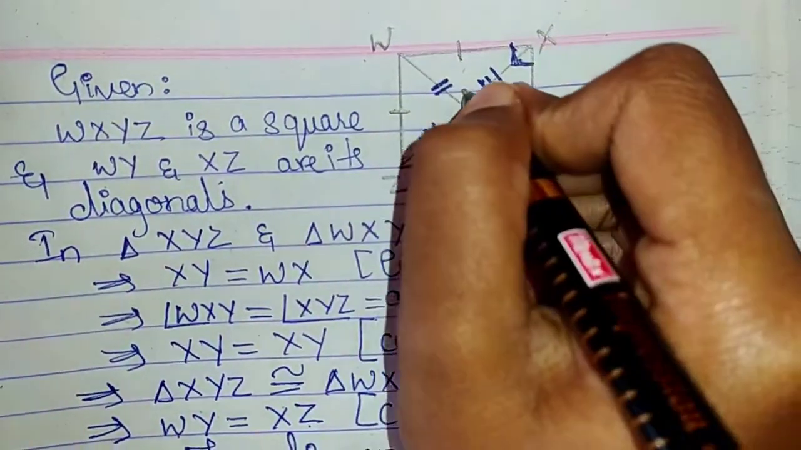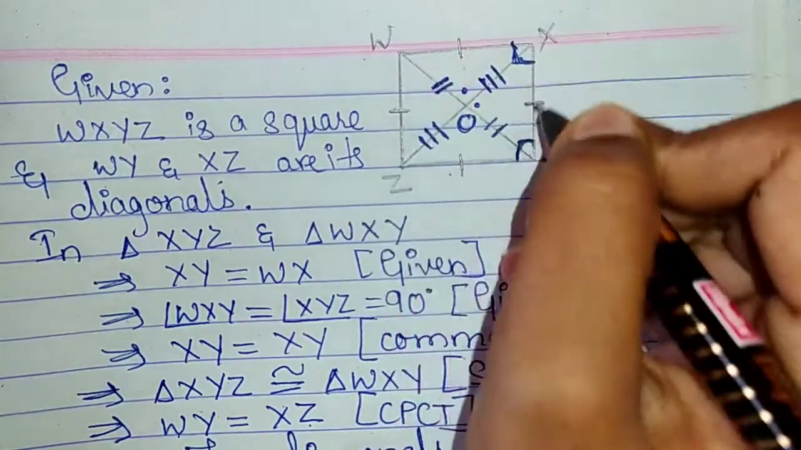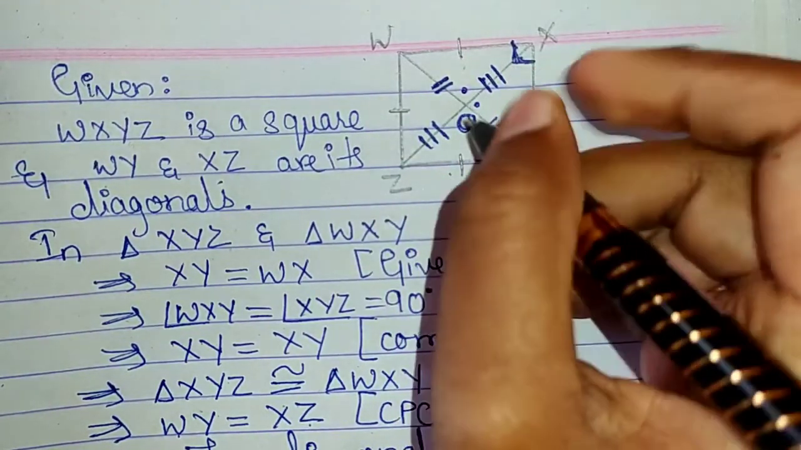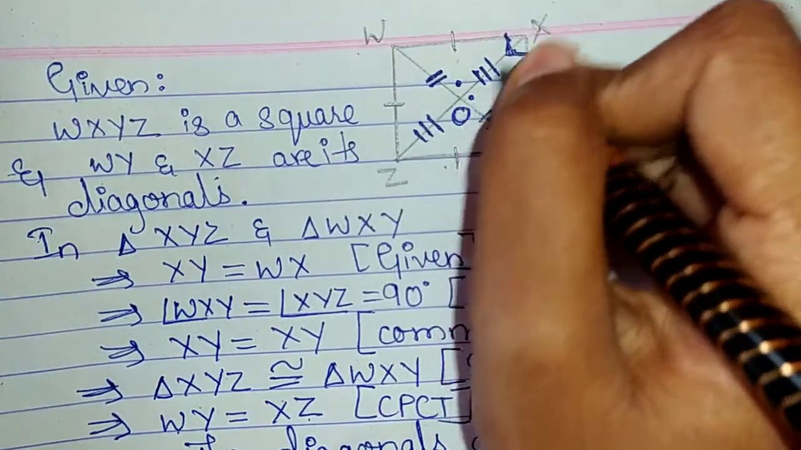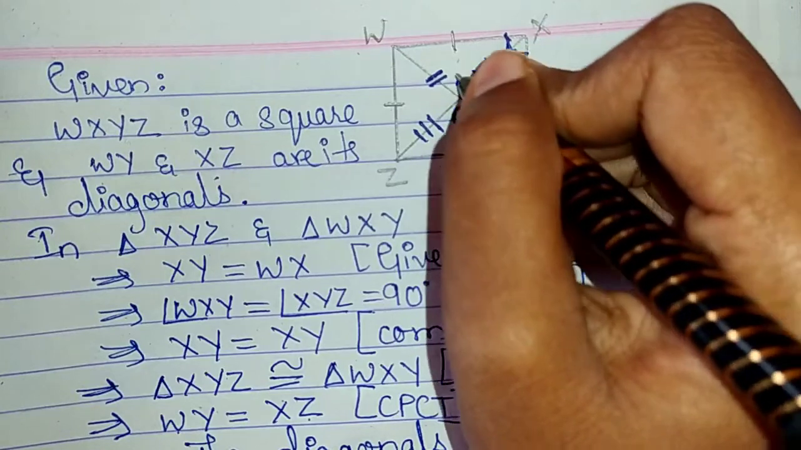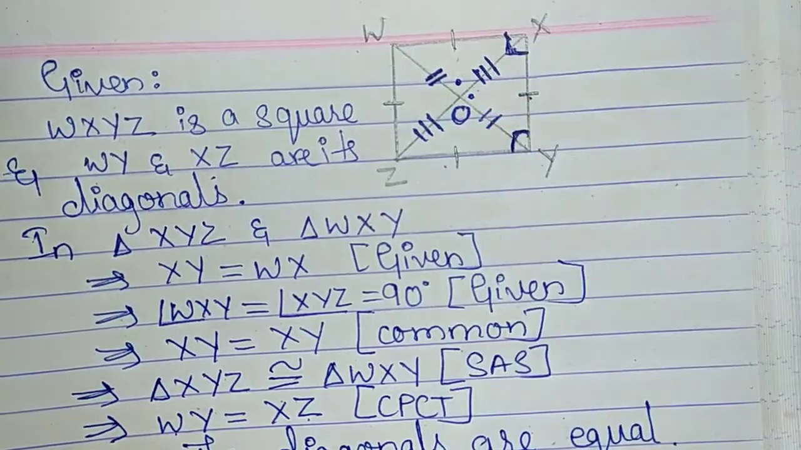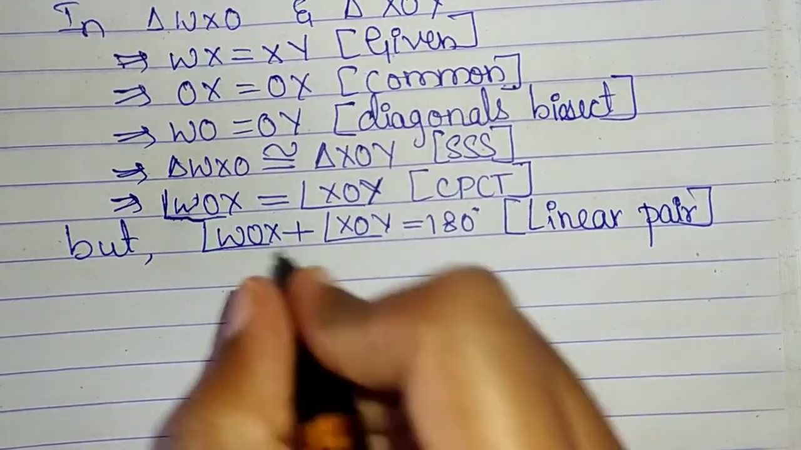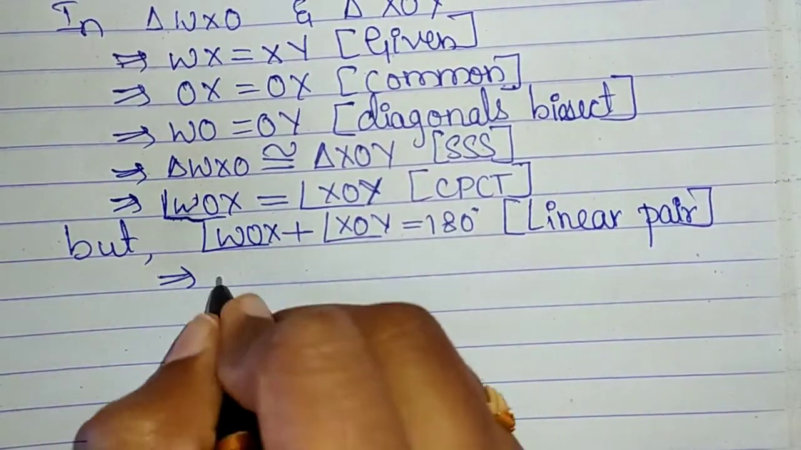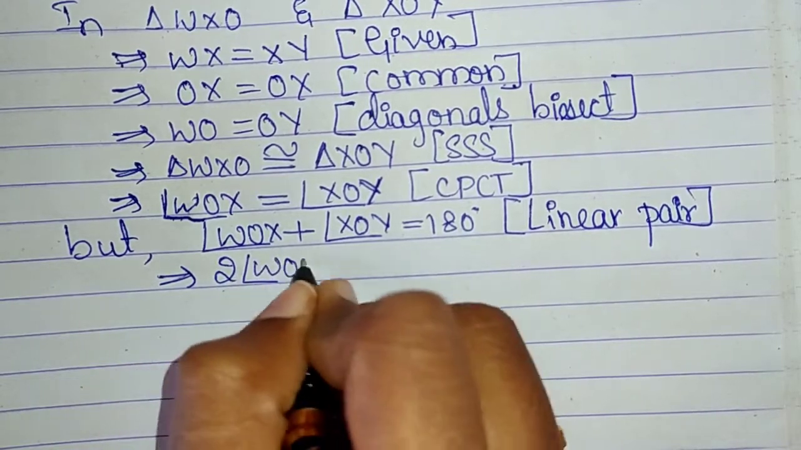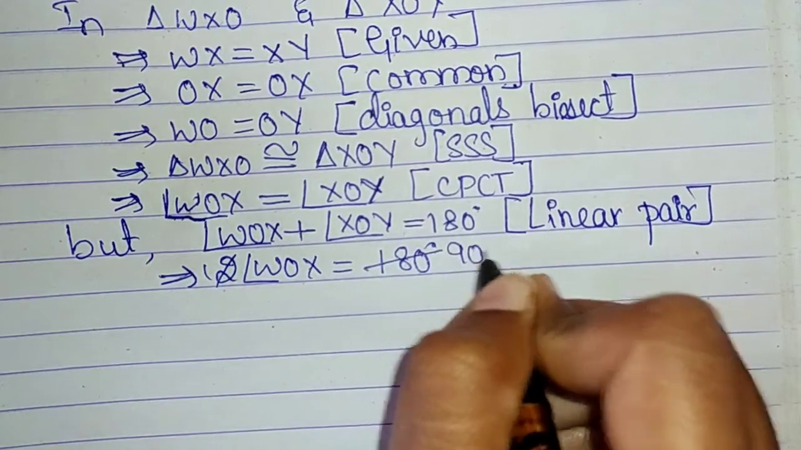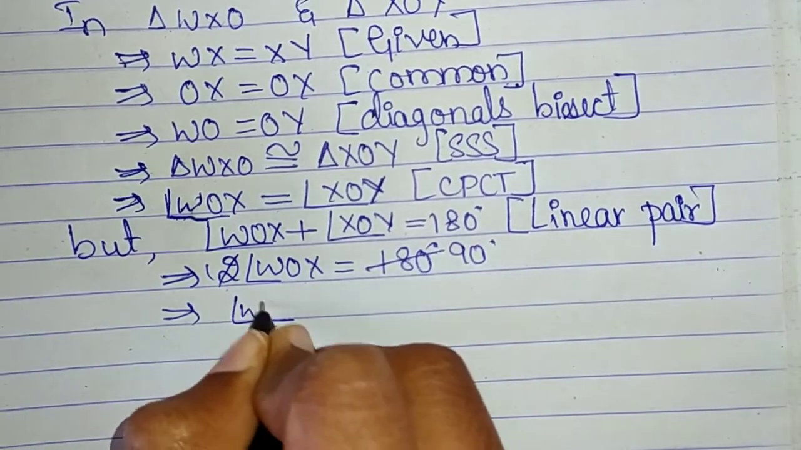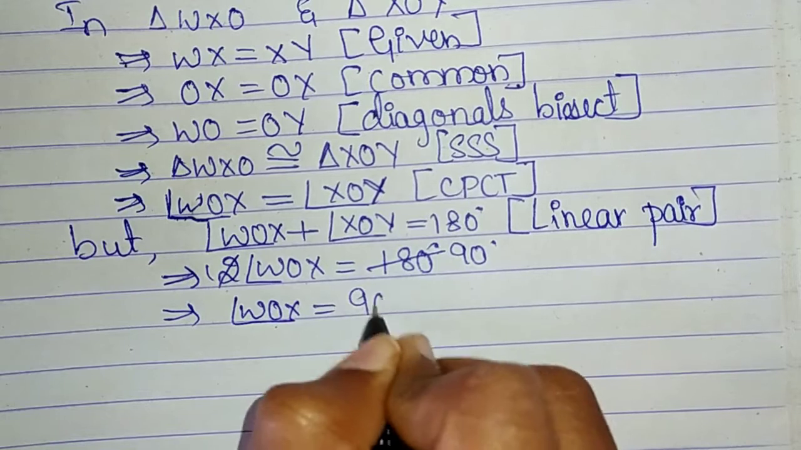We are talking about these two angles. Angle WOX is equal to angle XOY. We proved that. Now you can see WY is the line and OX is the ray standing on top of it. So these two angles will form a linear pair. That means their sum will always be equal to 180 degrees. But since we know that they are equal, this implies 2 angle WOX is equal to 180 degrees. So this implies angle WOX is equal to 90 degrees.